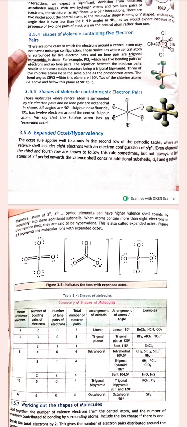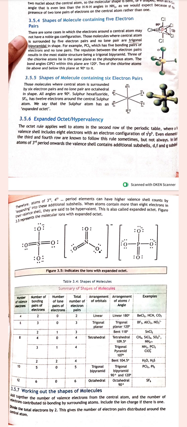Now we have the shapes of molecules containing 5 electron pairs. There are some cases, like the case of phosphorus pentachloride, and it has 5 electron pairs, no lone pair. So it has the shape trigonal bipyramidal. And the bond angle of chlorine and phosphorus is 120 degrees, and between the 2 chlorines the angle is 90 degrees.